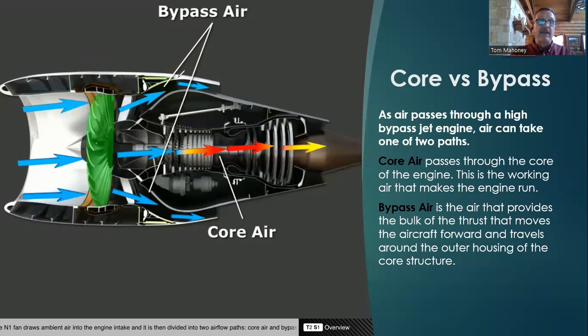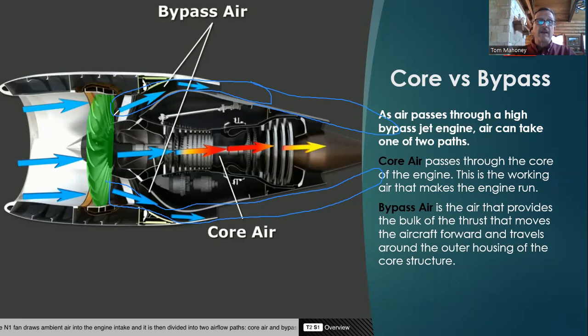So bypass air is the air that circulates around the outer core of the engine. It travels along that route. Here's some more down here. And this happens all the way back to here. We call this bypass air. Let's draw that on down here. So there's your bypass air. It's the non-working air in terms of making the engine run, but that is where the bulk of the thrust comes from for a jet engine on a high bypass engine.